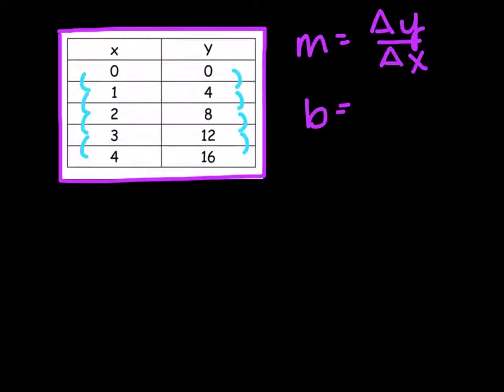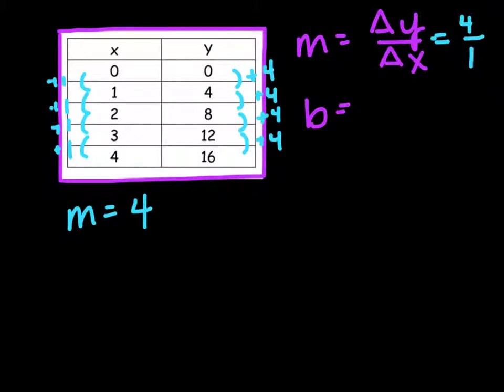So what you should notice on the y is that we're actually adding 4 every single time. Now, on the x side, it's just increasing by 1, so it's a plus 1. So if I'm looking at the changes, the change in y is 4, while the change in x is 1. So therefore, the m, or my slope in this equation, is going to be 4 over 1, or just 4.